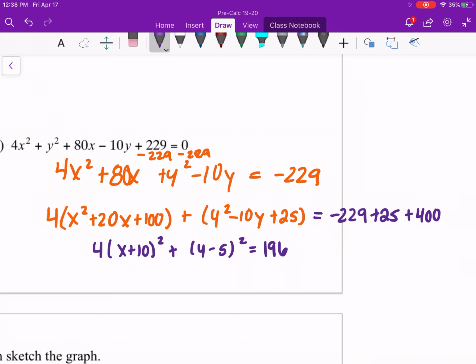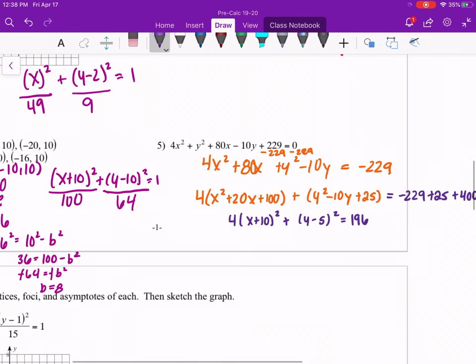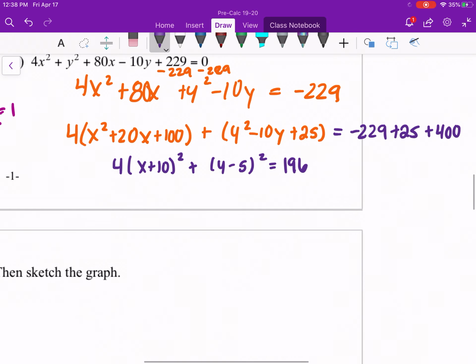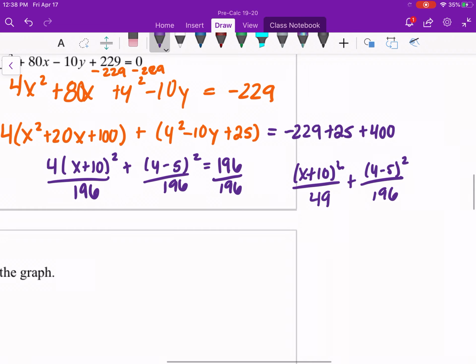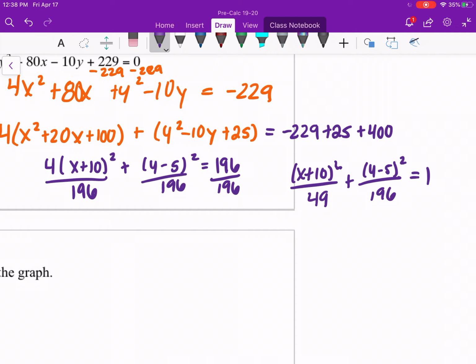And so now the last thing we have to do, the reason that we get these denominators that we're used to is because the equation has to be set equal to 1. So I divide by 196 on both sides. And then I reduce the fraction, so I figure out what 4 over 196 reduces to, and so I'm going to get x plus 10 squared over 49 plus y minus 5 squared over 196, and set it equal to 1. And again, like I was saying in the circles one, you know that you're right when you start to see those perfect squares. So 49 is 7 squared, 196 is 14 squared.